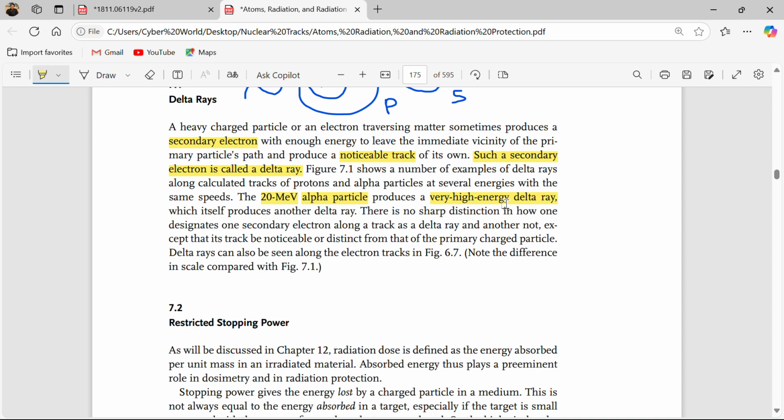Definitely we know that when one delta ray forms, it can also produce another delta ray, because there is a continuous process. There is no sharp distinction in how to distinguish one secondary electron along the track as the delta ray and another. So its track can be noticeable or distinct from that of the primary charged particles, and the tracks of the secondary must be different from the primary, as I told you from figure 7.1. So this is all about the delta rays.